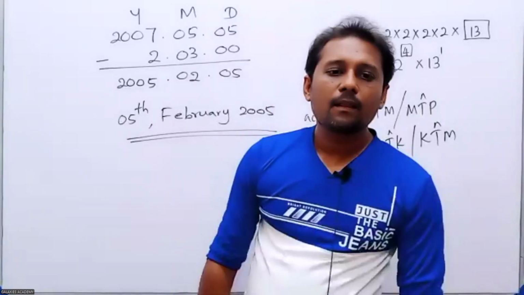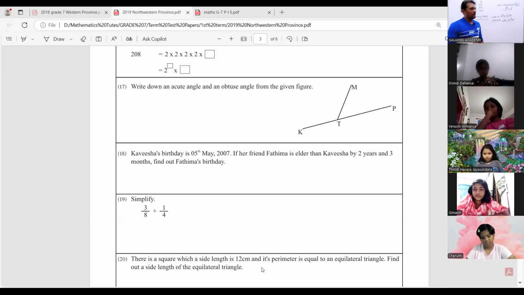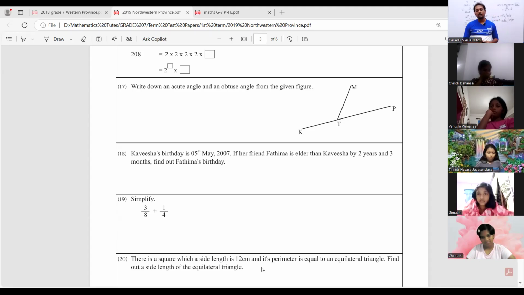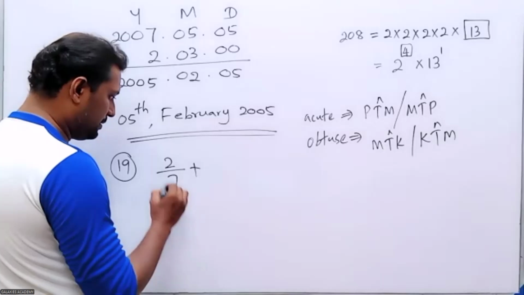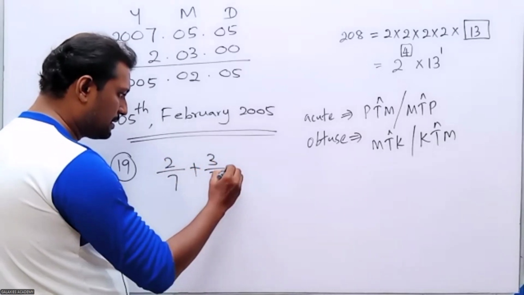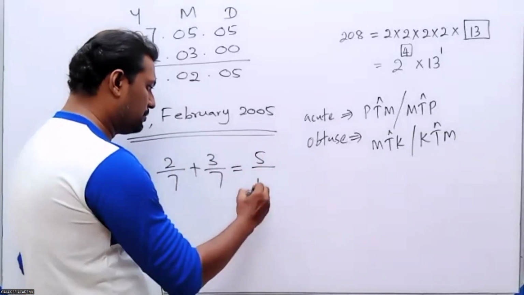Right. Number 19, addition of two fractions given. Still in grade 7 class, we did not discuss the addition. Sorry, fractions. Fractions you have to study in the second term. But this addition you studied in a previous grade. Right? Do you remember? Can you tell me this one? 2 over 7 plus 3 over 7. What is the addition? 5 over 7.